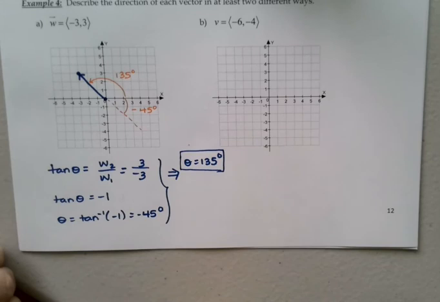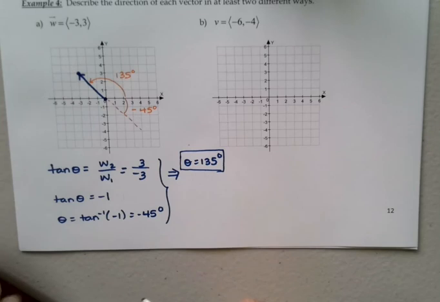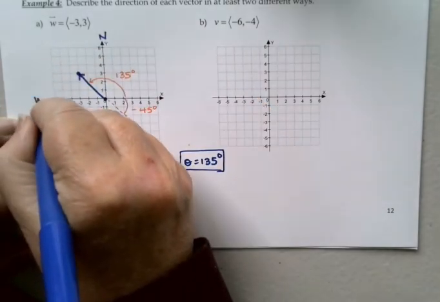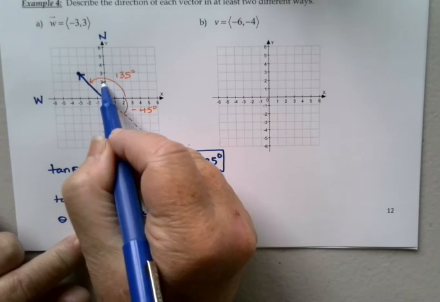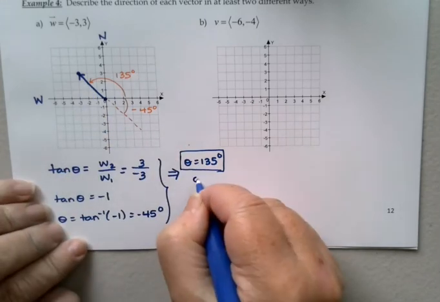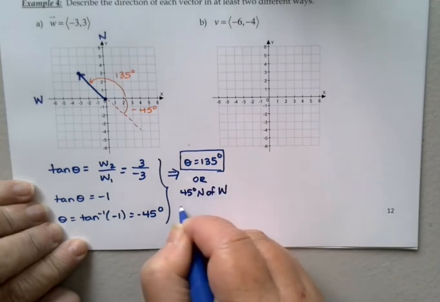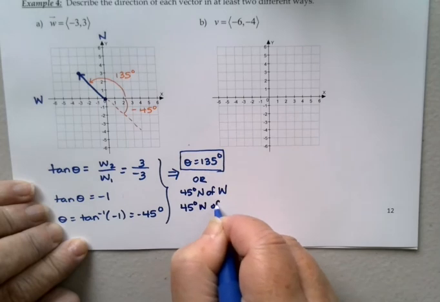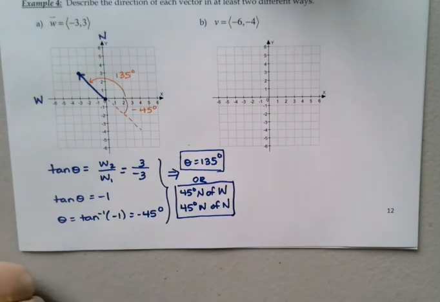Now, the directions, though, said answer in two different ways. The other way is the north, south, east, west. So I could describe this vector in a couple of ways, actually, using north, south, east, and west. This is north, and this is west. So I could say, for example, this is 45 degrees west of north, or for that matter, 45 degrees north of west. So the second way to describe direction is to use the north, south, east, and west.